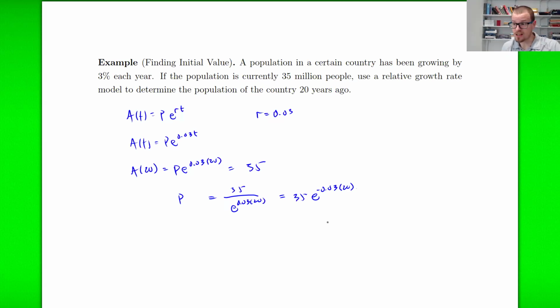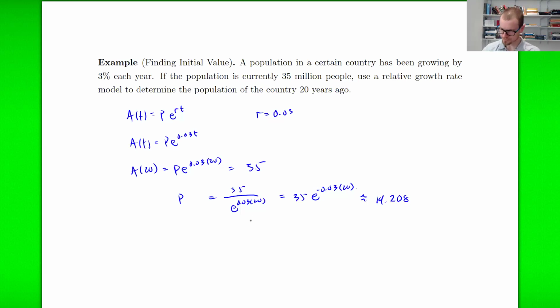So we just need to punch that into our calculator to figure out what that is. So I have e to the power of negative 0.03 times 20. And then I just need to multiply that by the 35 for the current population. This is approximately 19.208. Yep, we'll just leave it at that.